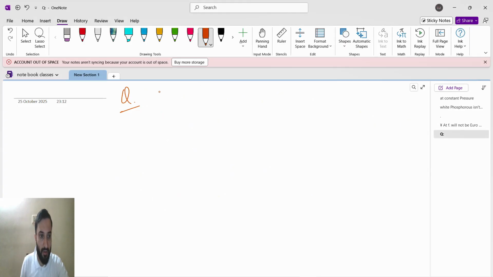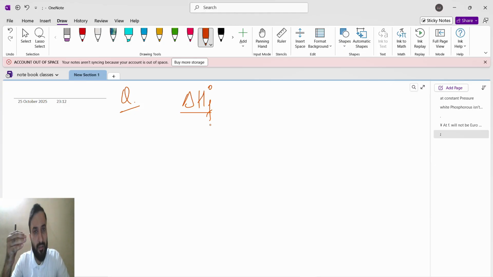Then next question, guys: which of the following equation represents delta HF naught? So which of the following will represent the delta HF naught? Representing delta HF naught means representing the standard enthalpy of formation. So who will follow the standard enthalpy of formation? Who will be in the standard state of element, which means 0?